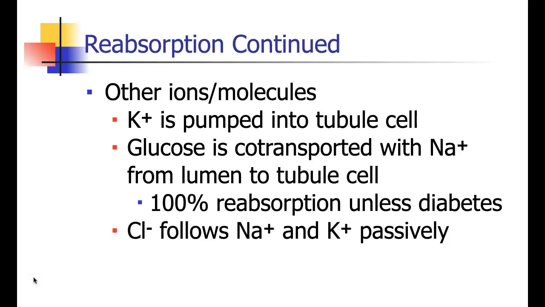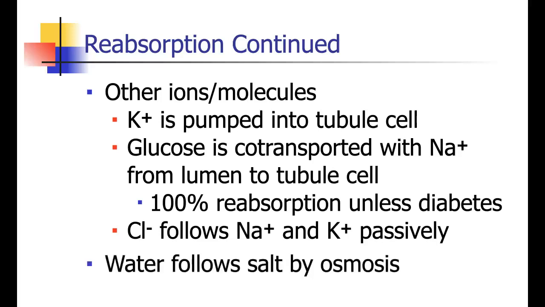Chloride follows sodium and potassium passively. So if we're pumping potassium back into the tubule cells, and we have that sodium reabsorption mechanism, the chloride is going to follow. And then water follows the salts by osmosis. So now we have a way to get potassium, sodium, chloride, glucose, and water reabsorbed.